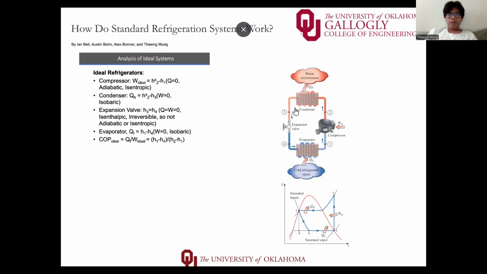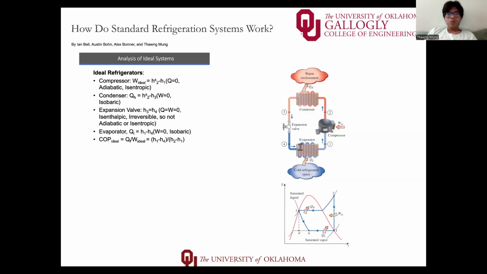As Ian mentioned before, there are four processes to the vapor compression refrigeration cycle. Ideally, the system assumes no losses or inefficiencies. The compressor is adiabatic and isentropic, meaning no heat is lost and the work required is simply the difference between states 2 and 1. Heat is rejected to the condenser at constant pressure, and the expansion valve is isentropic. In the evaporator, heat is absorbed at constant pressure, and the ideal coefficient of performance is the heat absorbed in the evaporator divided by the compressor work input.